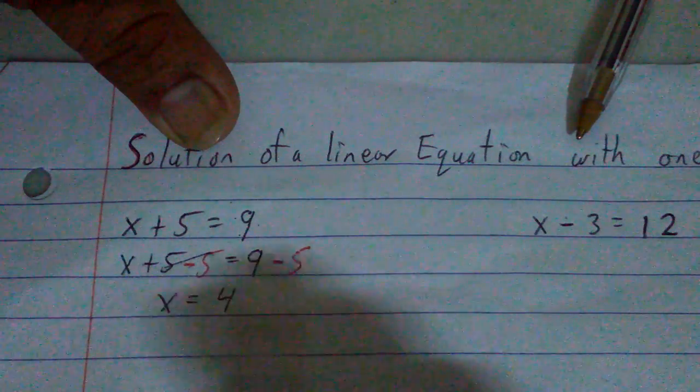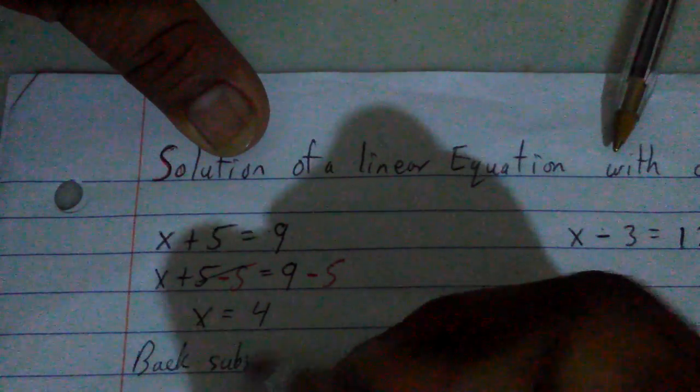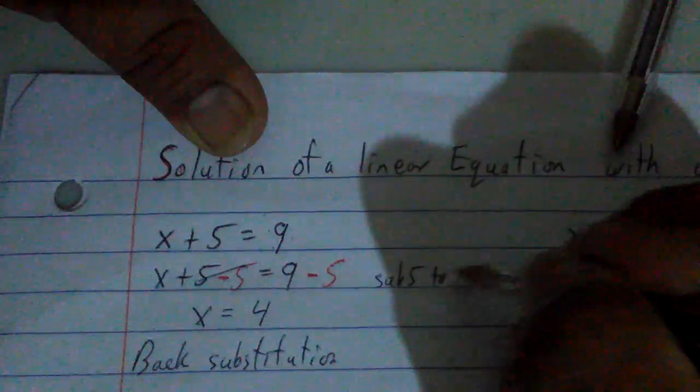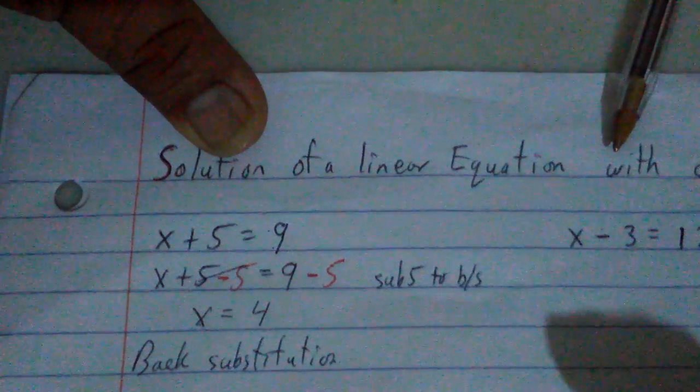And how do we do that? By back substitution. Here we subtracted 5 to both sides.